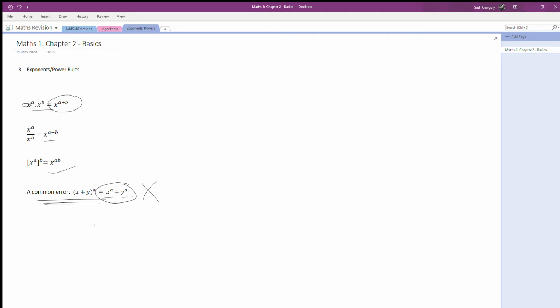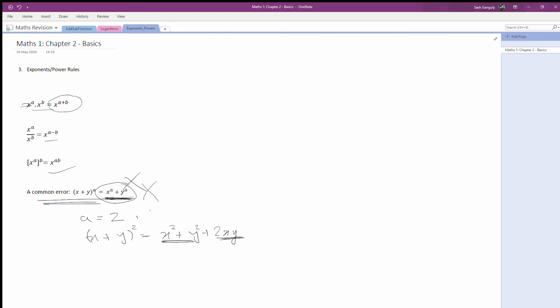It depends. If a is equal to 2, then we have a formula for x plus y whole square, right? We have a formula which tells us it's x square plus y square plus 2xy. So if you were to write x plus y to the power 2 is equal to x square plus y square, that's wrong because we have plus 2xy as well, right? So this is a common error, and do refrain from it.